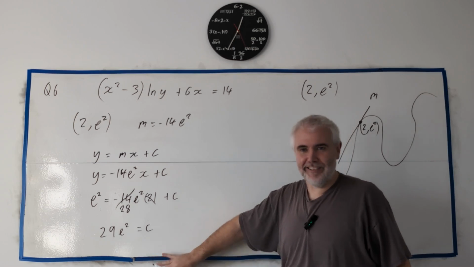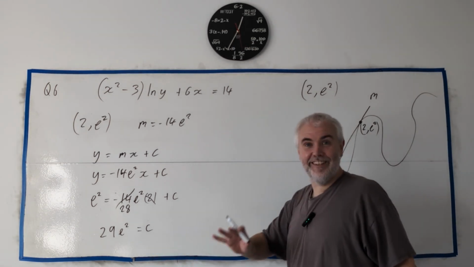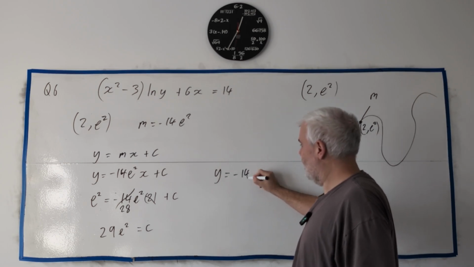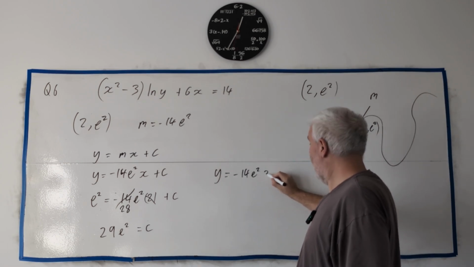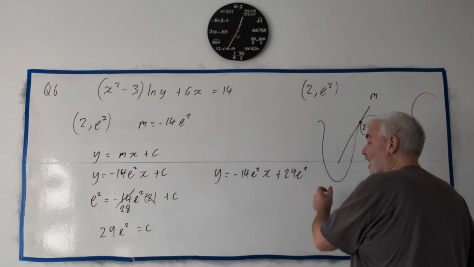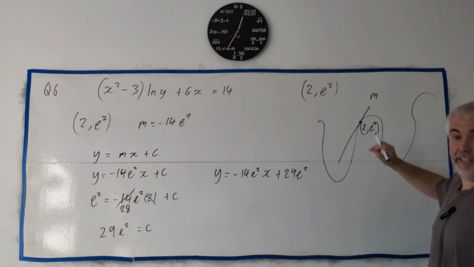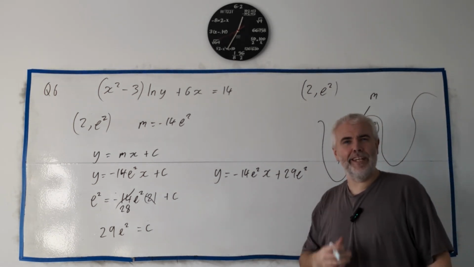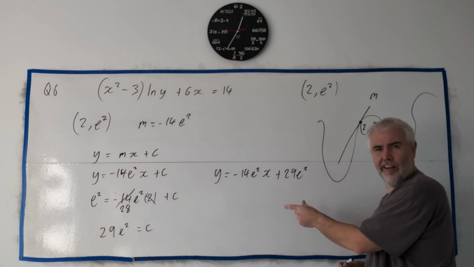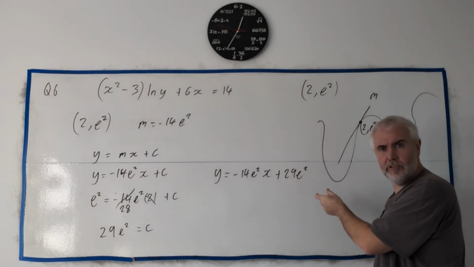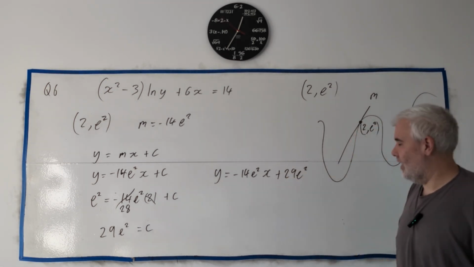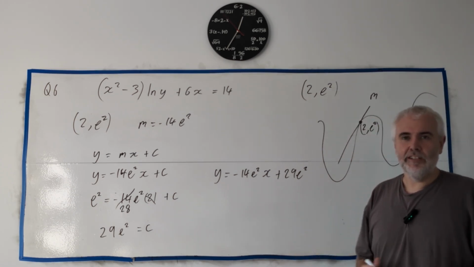You'd probably get full marks there, but really don't forget to write the very last line. The very last line is y equals minus 14 e squared x plus 29 e squared. That's the equation of this line. That's what they ask you. When they say exact constants, they don't want you to use the calculator here and have decimal numbers. They want the exact number, so they still want the e's and stuff like that in the natural logs if there were, stuff like that.